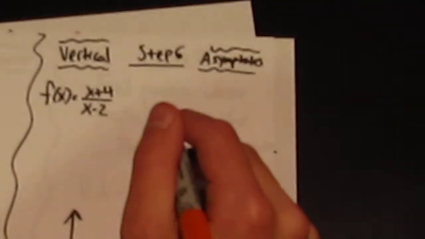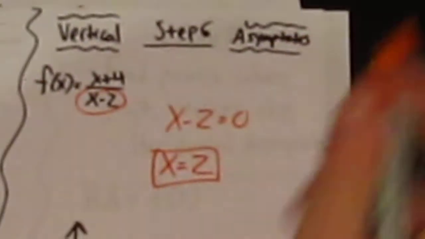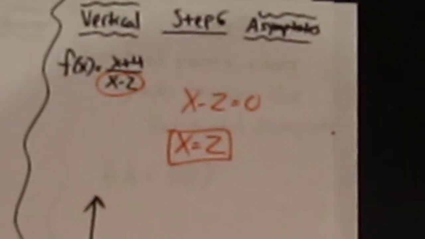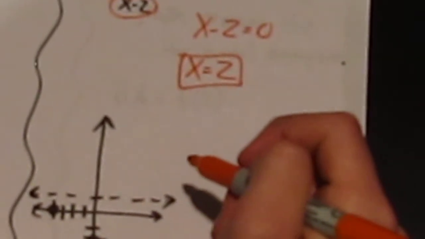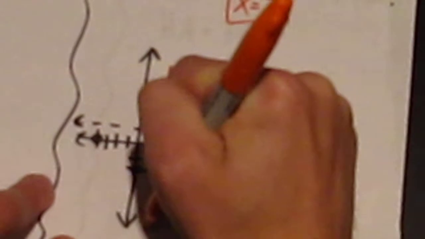Step 6 is find the vertical asymptotes. And for this one, you're going to take the denominator and set it equal to 0. And that's eventually going to equal plus 2. So that's going to be the vertical, and this is what we already have. So the vertical would be x equals 2, and you're just going to draw your dotted line over here. And that's the vertical.